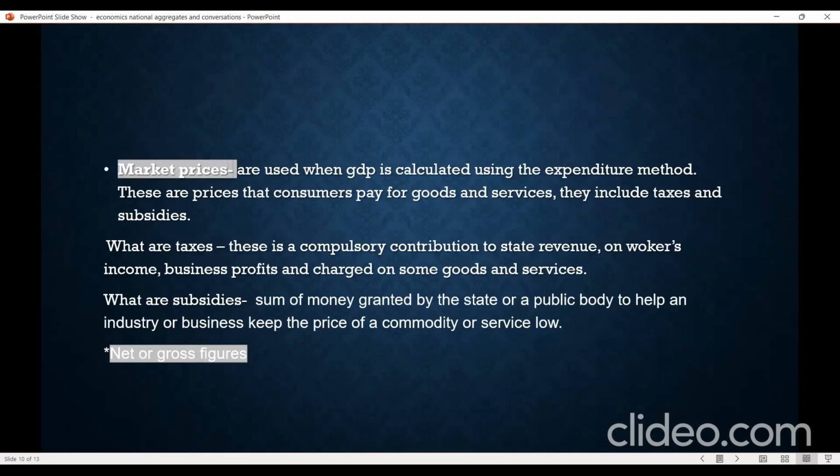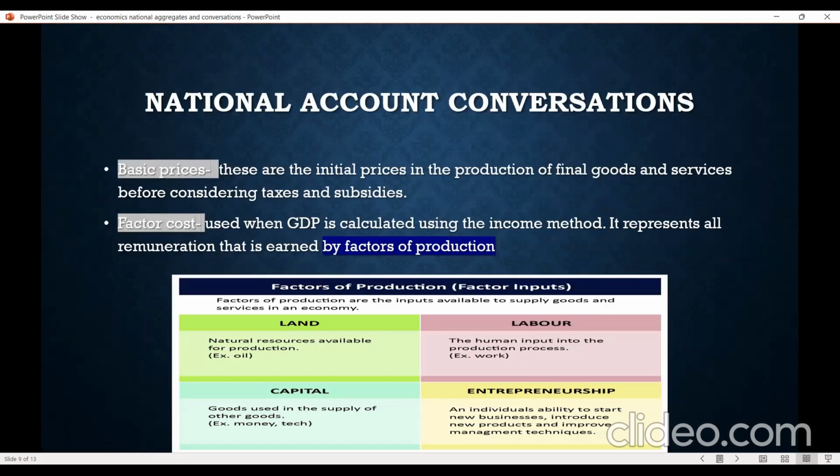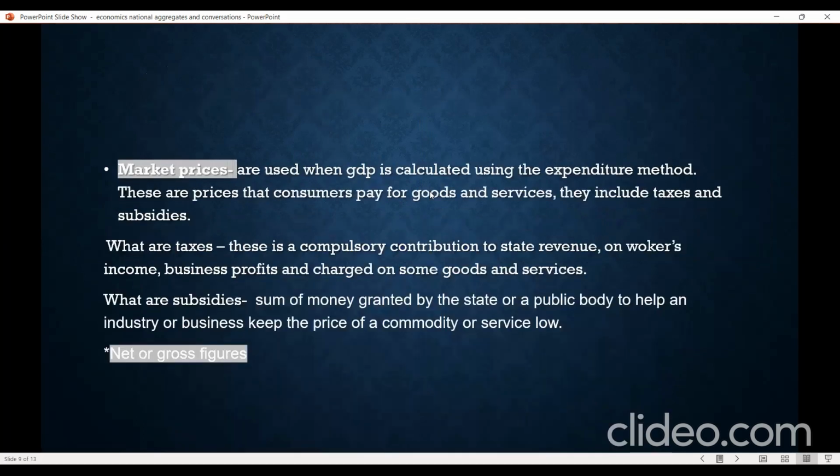Now, these are prices that consumers pay for the goods and services, and they include taxes and subsidies, right? Remember, on our basic prices, we don't consider taxes and subsidies. However, when we calculate using the expenditure method, we consider our taxes and our subsidies, meaning that we are making use of our market prices.